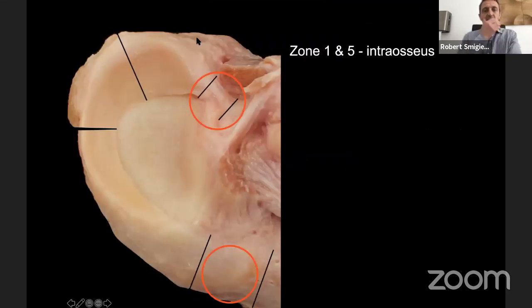In summary, if we talk about the medial meniscus, I would suggest that the medial meniscus should be fixed to the bone if we have an injury of the anterior or posterior root, or zone 1 or zone 5. However, in zone 5, posterior root, the intraosseous fixation can help sometimes, but the healing potential in zone 5 is very, very low.